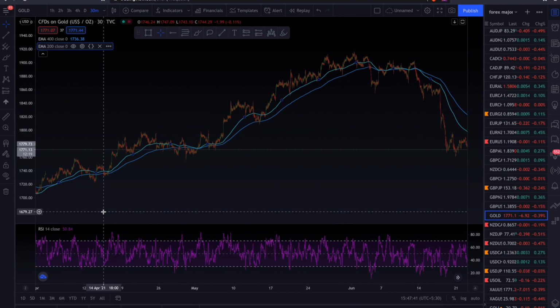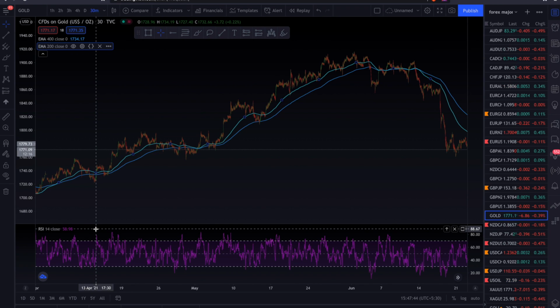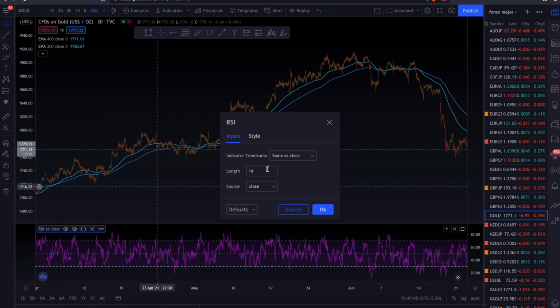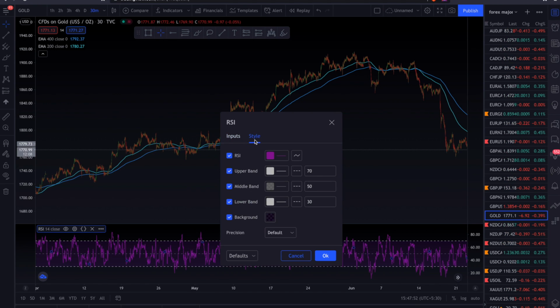And this is how you will have to use EMA with this strategy. Now the other thing is RSI. To change the settings of RSI, just go over here and click on settings. From here, keep the length at 14, and then go to style, where you can adjust the levels of the bands as per your need. So if there is a bullish market, you can keep the lower band at 40 and the upper band at 80.